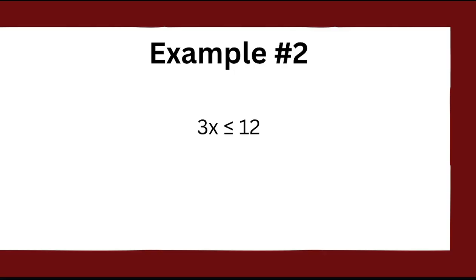For example, number 2, I have 3x is less than or equal to 12. To solve, I want to have x by itself. So I'm going to divide by 3 on both sides of the equation to cancel out that 3x and have x by itself. Now that x is isolated, I'm going to drop down the inequality symbol as well.